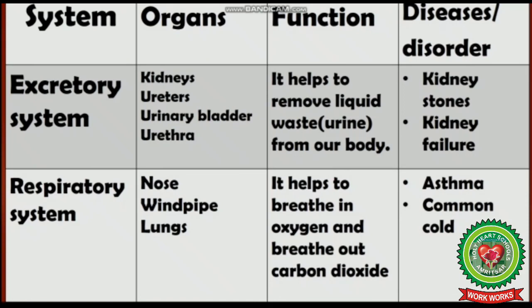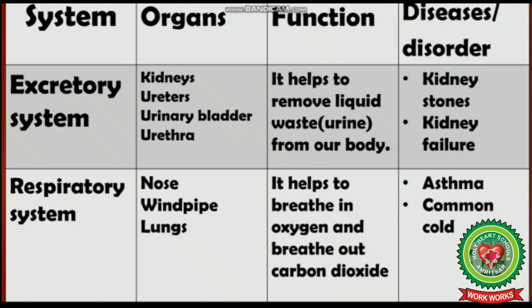Now students, I am going to discuss both the organ systems with their organs, functions and diseases or disorders. Number 1. Excretory system. Organs of the excretory system are kidneys, ureters, urinary bladder and urethra. And the function of the excretory system is that it helps to remove liquid waste, that is urine, from our body. And the disorders are kidney stones and kidney failure.